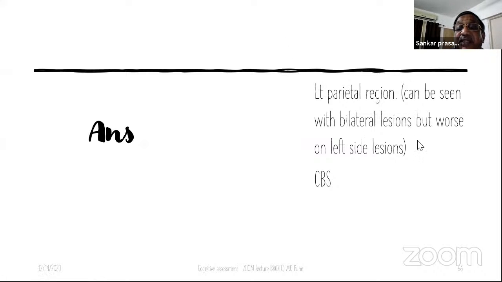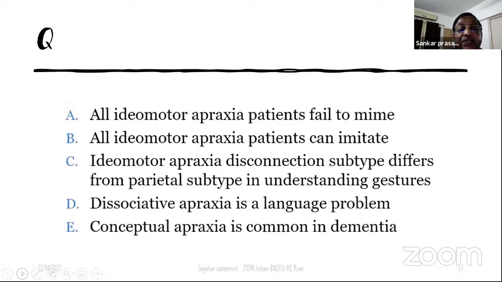Can be seen with bilateral lesions, but worse with left side lesions. And this type of problem is frequently encountered in corticobasal syndrome. Okay, right. So what is the odd thing here? All ideomotor apraxia patients fail to mime. All ideomotor apraxia patients can imitate. Ideomotor apraxia disconnection subtype differs from parietal subtype in understanding the gestures. Dissociative apraxia is a language problem. Conceptual apraxia is common in dementia.